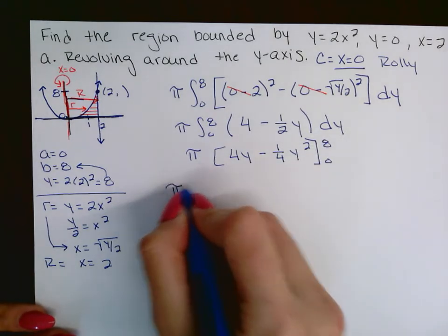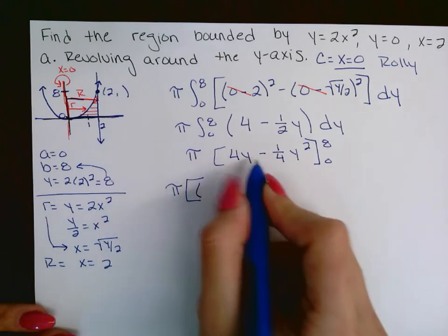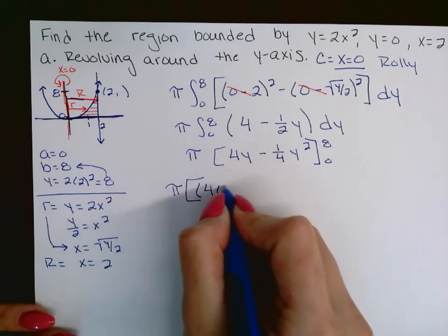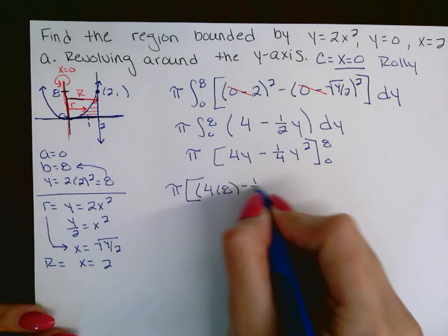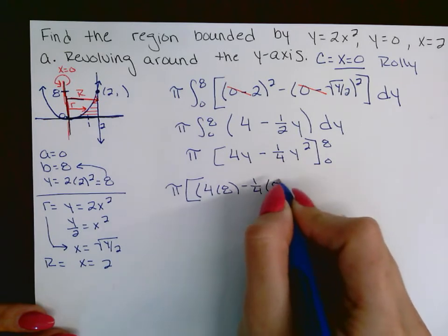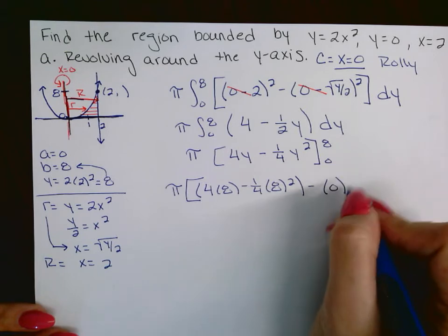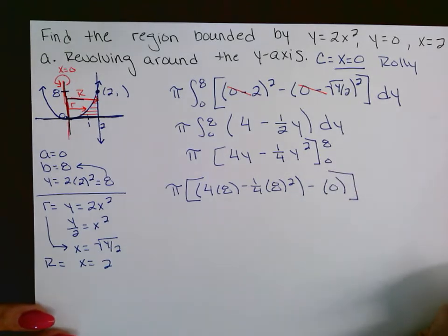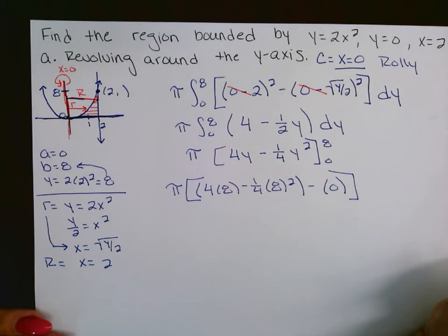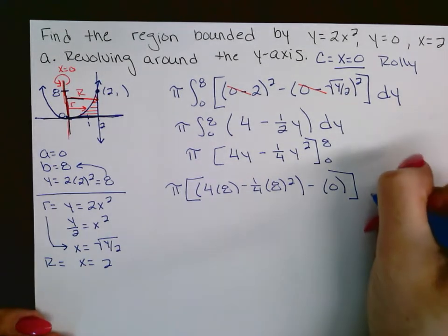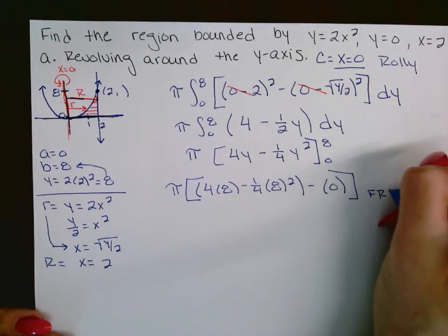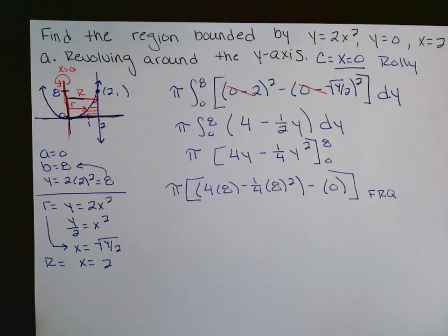So pi times the function at b minus the function at a, which in this case is just 0. And then you are done here. Okay? Remember that this is sufficient for an FRQ. If you're an AP and this was a multiple choice question, you'd have to finish cleaning this.